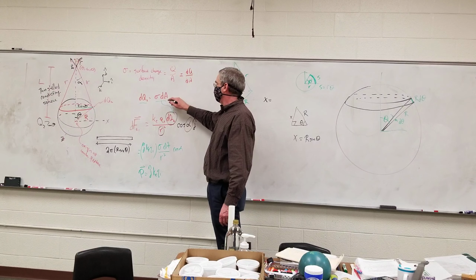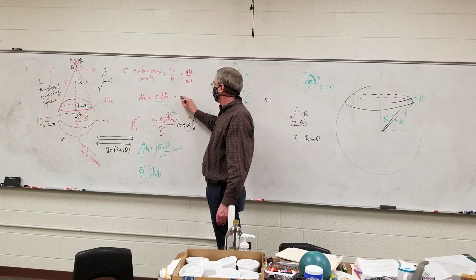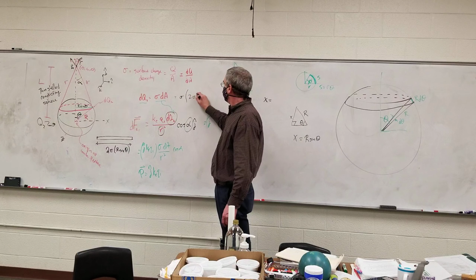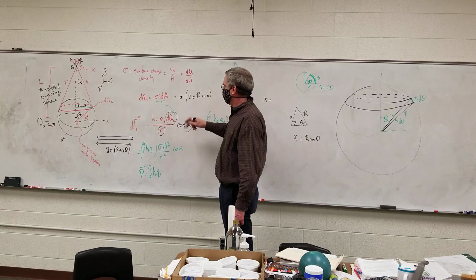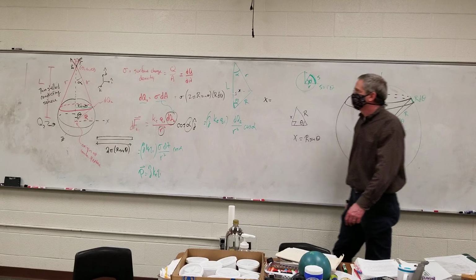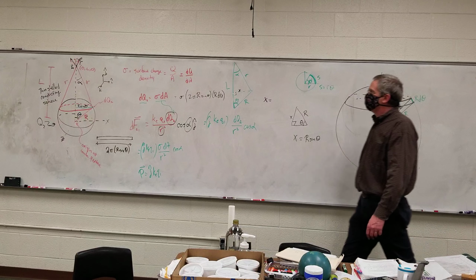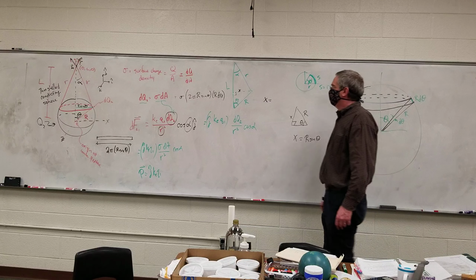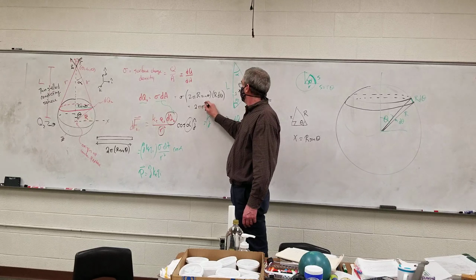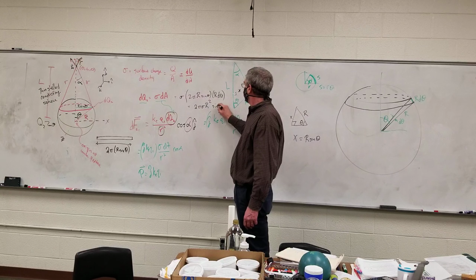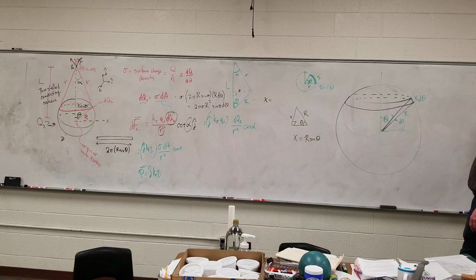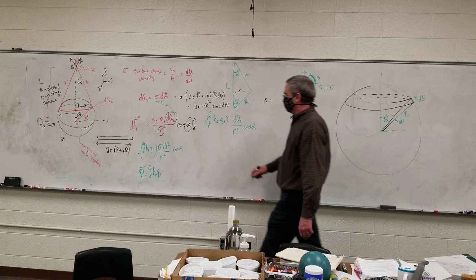So my area, my infinitesimally small area, we'll still have sigma. My area then is my length, 2 pi big R sine theta, times my width, which is big R d theta. Which simplifies down into 2 pi sigma big R squared sine theta d theta. And so now let's plug in.